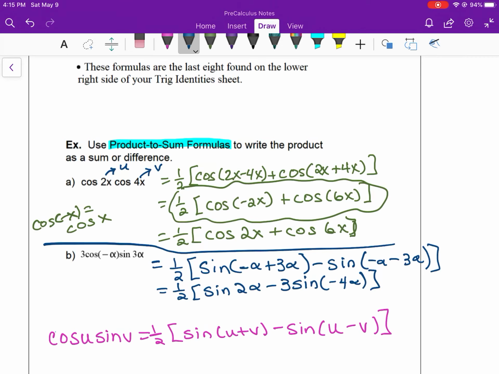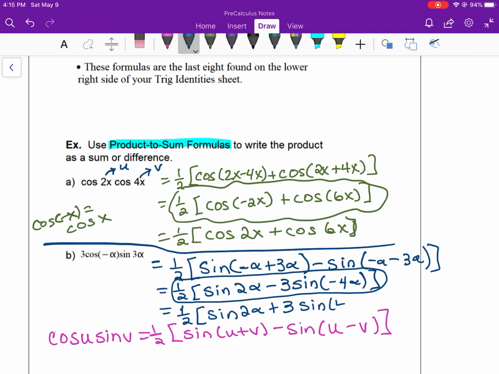All right, now you can again leave this one this way. That's perfectly fine. If you want to bring in your even odd identities, sine of negative 4 theta is the negative sine of theta, so this will switch to 3 sine of 4 theta. Now that again is because sine of negative alpha, negative x, equals negative sine of x, and that's because sine is odd. So either of these answers is fine.